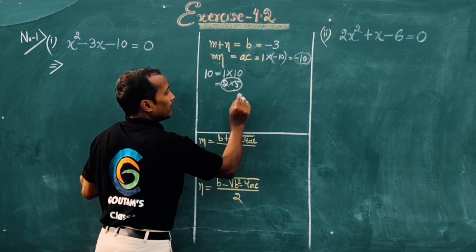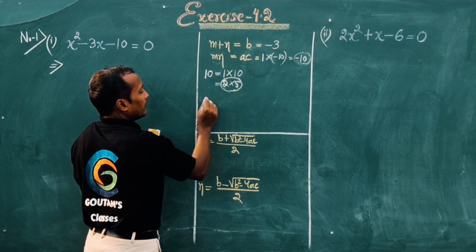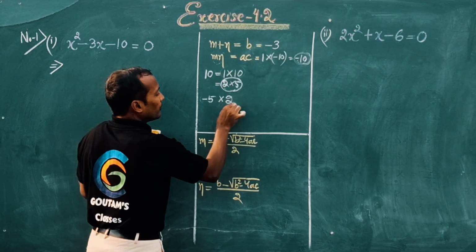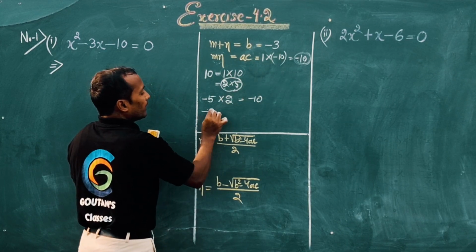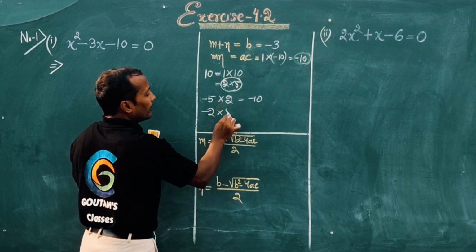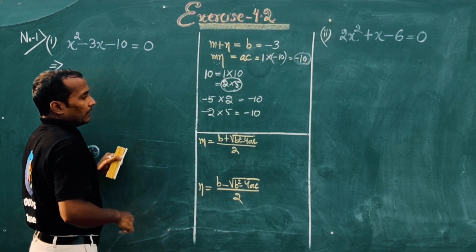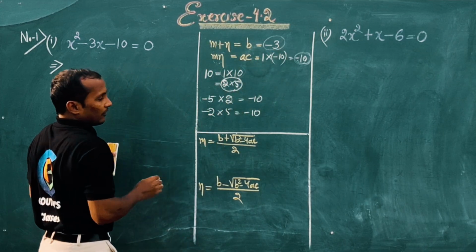Let's see. Product of 2 and 5 gives you 10. We want minus 10. So it is clear that either 2 or 5 has to be negative. So let me take 5 as negative and 2 as positive. Yes, I can get minus 10. Correct. Now if I take 2 as negative and 5 as positive, also I can get minus 10. But in both cases we get minus 10.